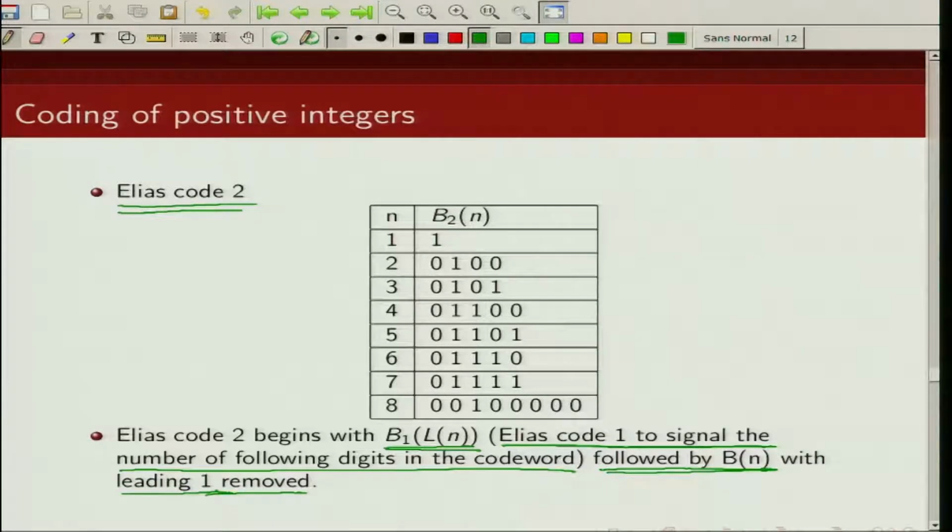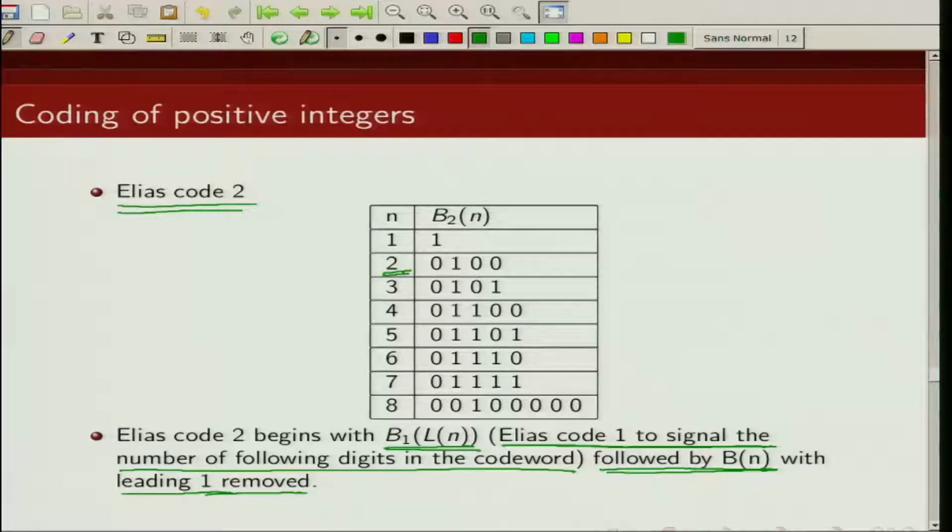As I said, in binary representation of a positive number, each of the numbers starts with 1. So that's redundant information. So what is done in Elias code 2 is you use Elias code 1 to signal the number of following digits, followed by the binary representation of the number with leading one removed.